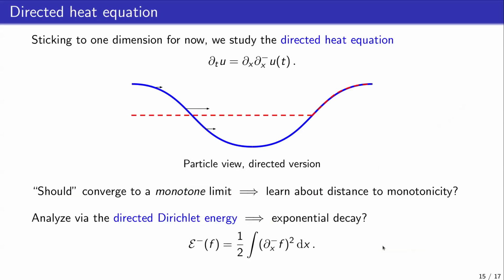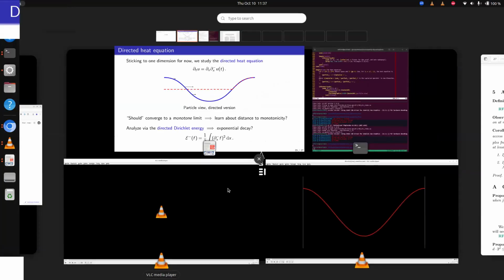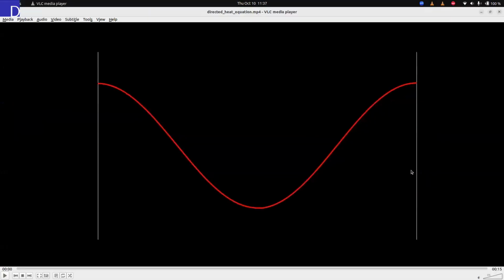Now, in order to understand the monotonicity problem, I'm going to tweak this equation in order to get something that converges to a monotone function instead of a constant function. So basically, I'm going to put this minus sign here, meaning I only care about the negative components of the derivative, which essentially means that the particles here, the mass, is only allowed to move to the right, so that I want it to converge to something that looks like this red function here. And indeed, let me just show you an animation of what this PDE does.